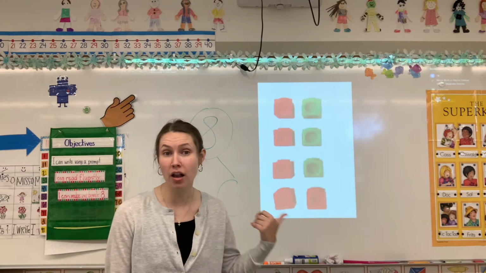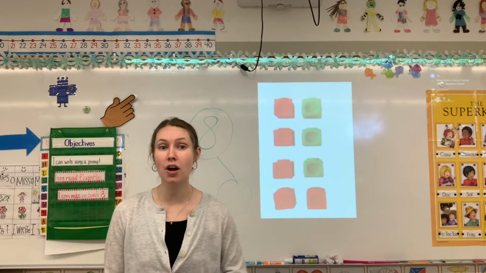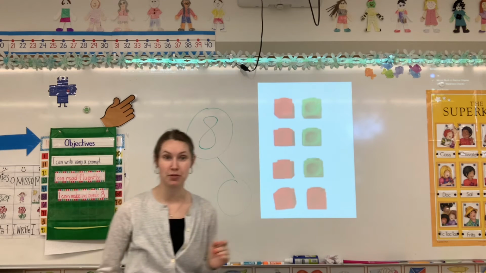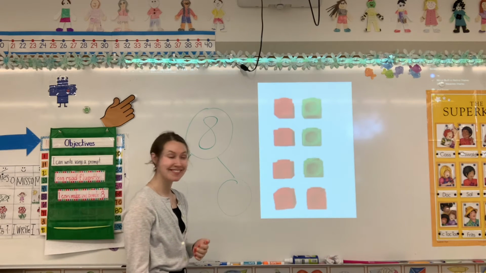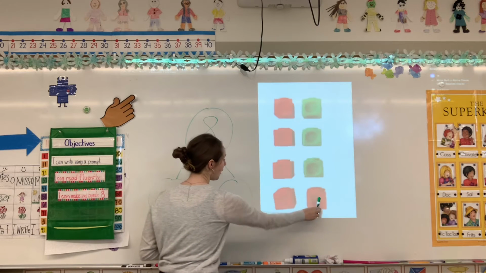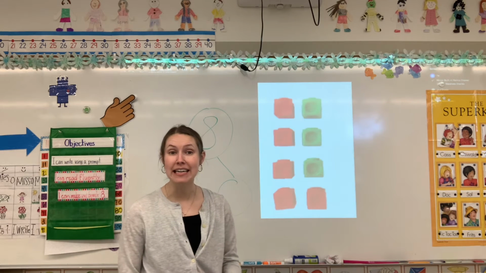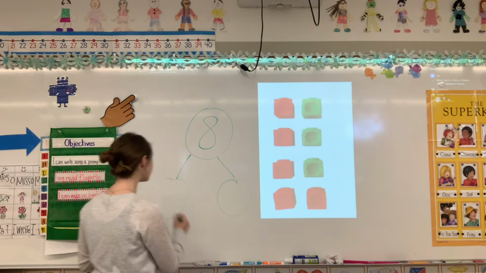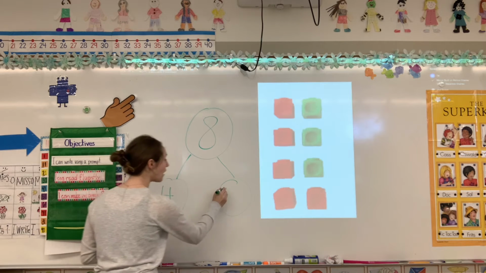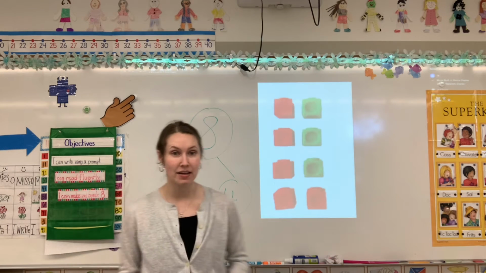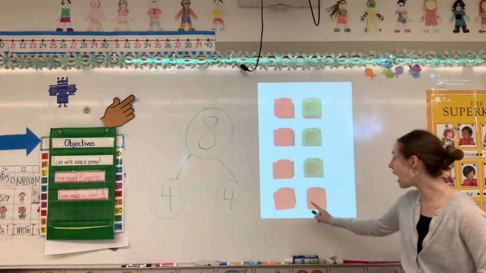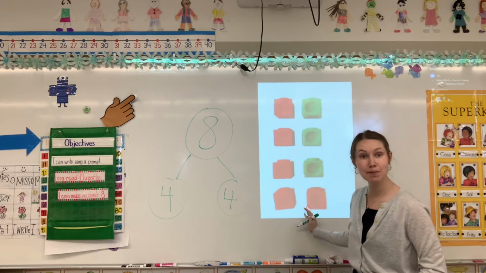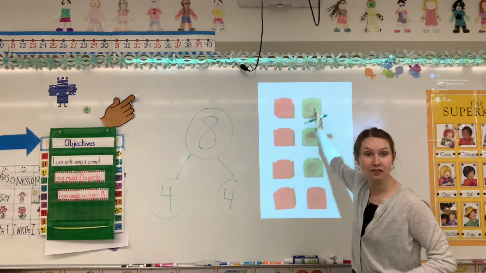Now how many columns do I have? Remember, a column is kind of like a row, but it's up and down. How many different columns do we have, like towers? I see 2 different towers here. How many are in each tower? There are 4 in each tower. So that is one way that we can show 8. We have 2 towers of 4. 4 and 4. So we can split this group of 8 into 4 and 4.